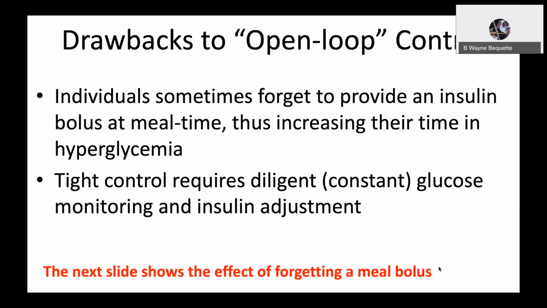Well, there are drawbacks to this sensor augmented pump therapy or open loop control. One is individuals sometimes forget to provide insulin bolus at mealtime, and that increases their time in hyperglycemia, that is a high blood glucose condition. And also, tight control requires a diligent or constant glucose monitoring and insulin adjustment by the individual. On the next slide, I'm going to show the effect of somebody forgetting a meal bolus.